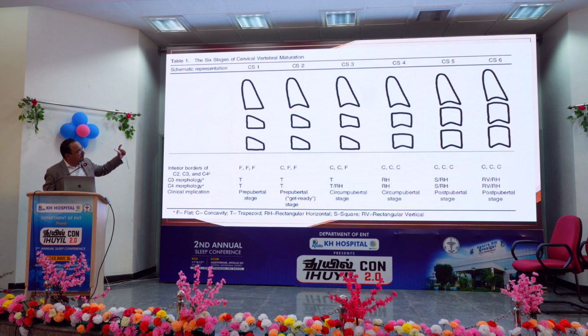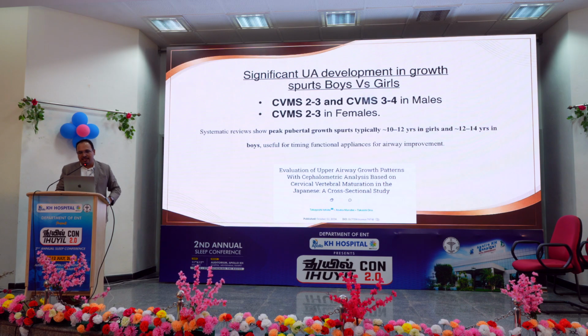So this is how the vertebrae maturation starts. It is more trapezoidal in nature, becomes more square, and as age progresses, you get a rectangular shape, and the inferior border of the vertebra becomes more concave in nature. So this is how we look at the cervical vertebrae maturation, and then decide when to intervene in the maxilla, when to intervene in the mandible, or whether to intervene in both the maxilla and the mandible.